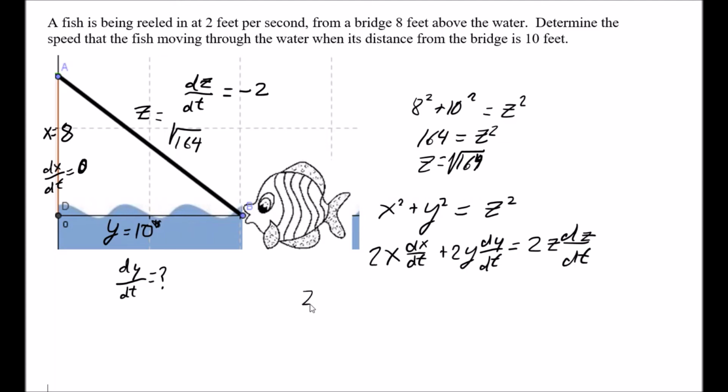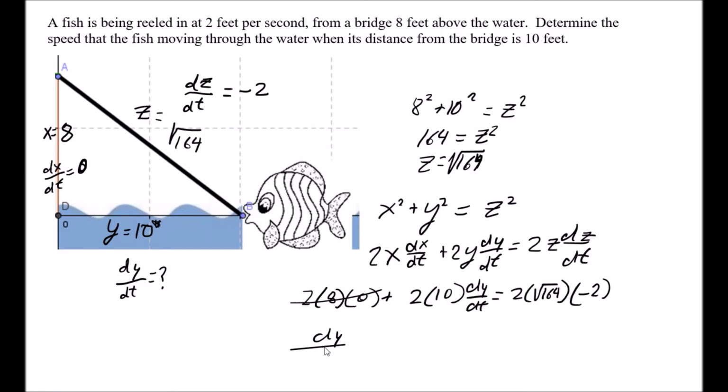Now I'm just going to fill in what I have. All right, 2 times x. X is 8. dx/dt is 0, plus 2 times y, which is 10, times dy/dt, which I'm looking for, equals 2 times z, which is the square root of 164, times how fast that dimension is changing. All right, well, that's -2. This 0, anything times 0 is just 0, so I'm going to be left with 2 times 10 times dy/dt equals 2 times the square root of 164 times -2.